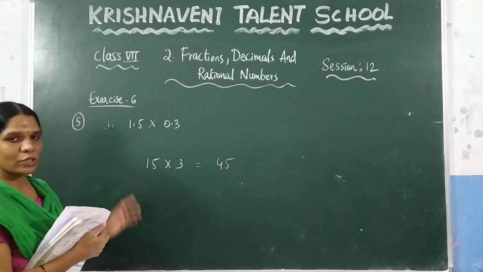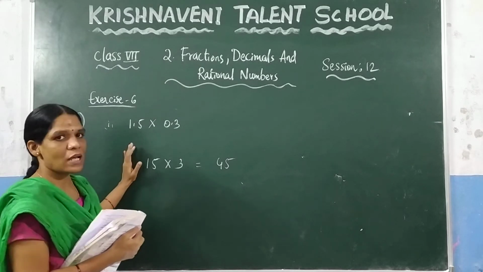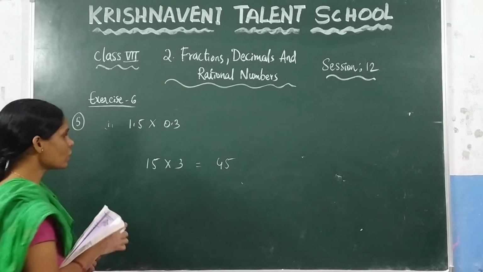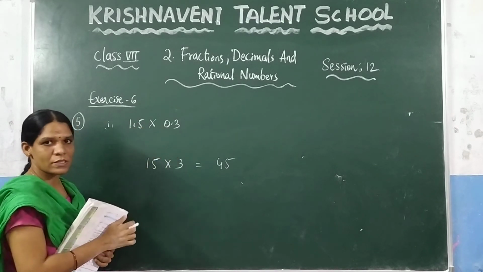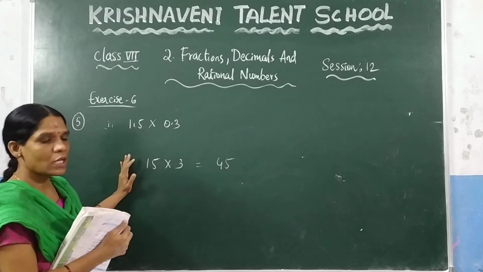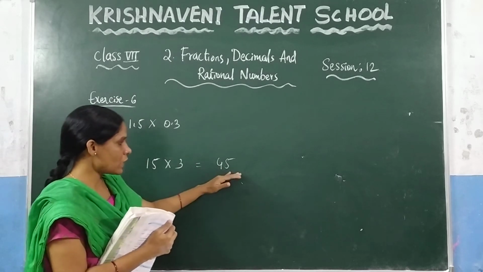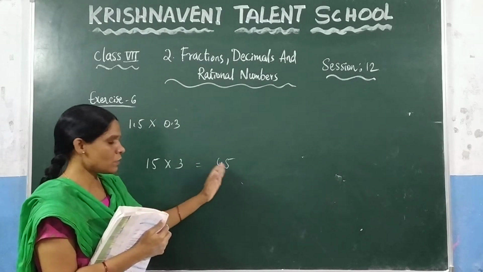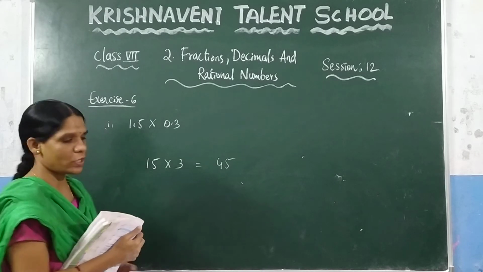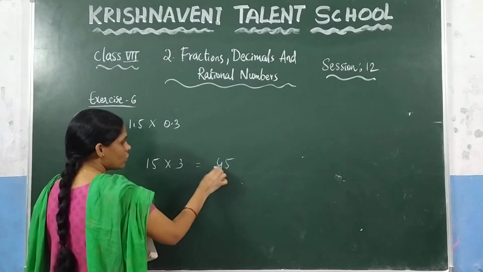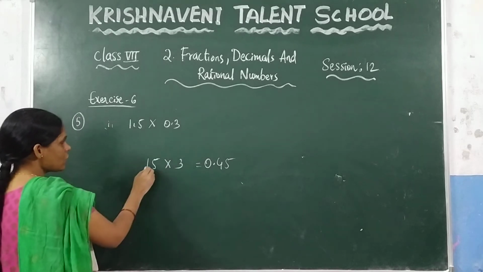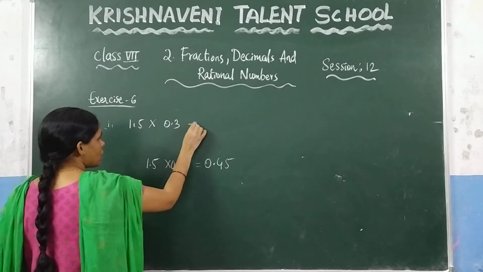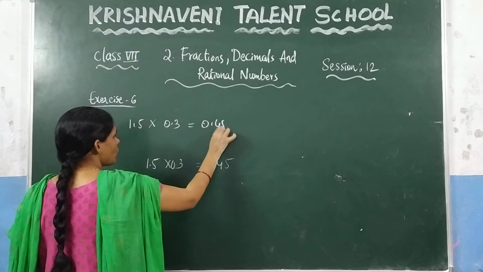Now here you need to check how many numbers are there after the decimal point. So count it here. How many numbers are there? Here 1 and here 1. 2 numbers are there after the decimal point. Now starting from the right, you need to count 2 numbers, and before that you need to keep the decimal point. So here 1 and 2, so that you will get the answer, which is 0.45. Like this you need to find the answer.